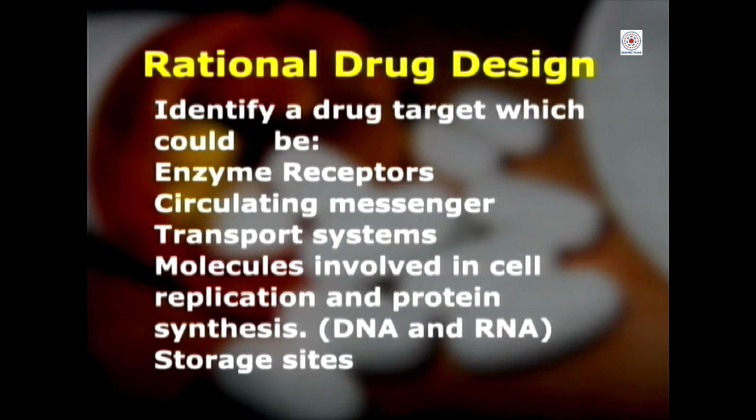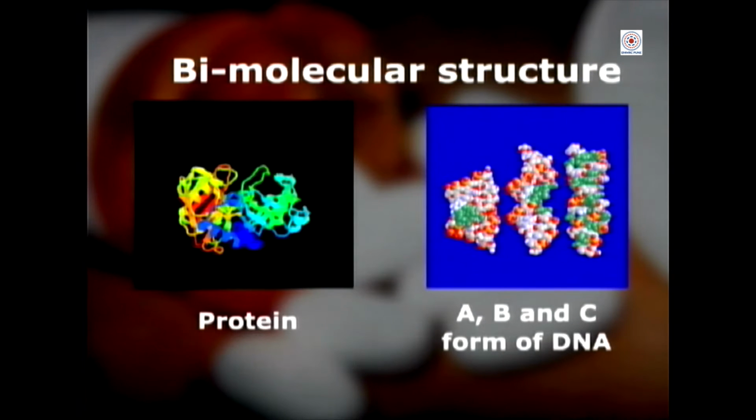The target can be anything. The majority of the targets chosen were proteinous molecules. They could be enzymes, receptors, circulating messengers, storage proteins, molecules involved in synthesis of DNA and protein synthesis, and so on. The DNA molecule and RNA molecules were also very good targets. There were many drugs which bound to the DNA molecule and stopped its replication, and these were very popular in cancer treatment. There was a time when cancer drug was synonymous with a DNA intercalator drug, and there are very different kinds of molecules which are designed as DNA binding drugs.